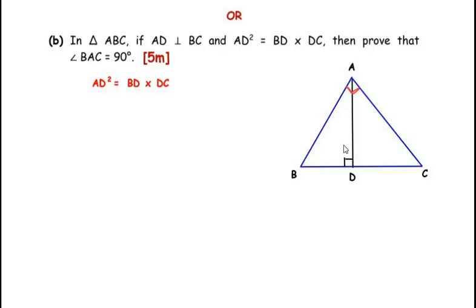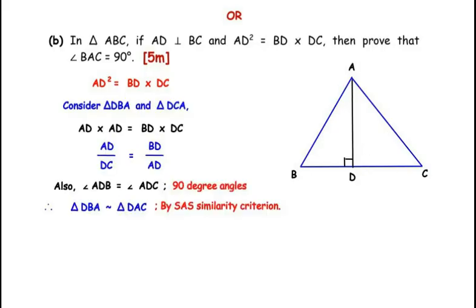So for this, let us consider the triangles DBA and DCA. So here we have written, consider the triangle DBA and triangle DCA. Now here, let us use the given information. Now AD square can be written as AD times AD is equal to BD times DC.